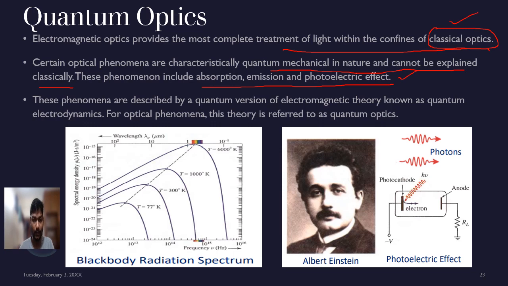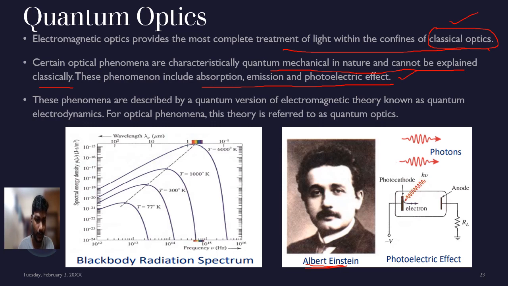As you have seen, Albert Einstein, everybody knows, a great scientist, E equal to mc square, won the Nobel Prize for the photoelectric effect. As you can see in this figure, there is a photocathode, and when light falls upon it, it creates electrons. And the important factor here is the black body spectrum, which is another phenomenon described by quantum optics.